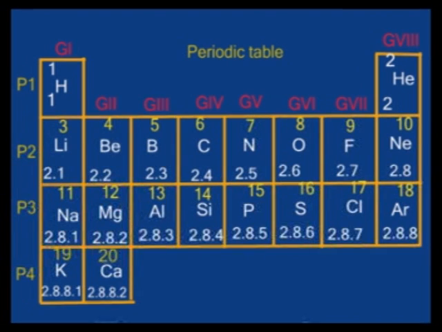Now, looking at this periodic table, the rows represent the periods, and we have period 1, 2, 3, and 4. The columns represent the groups. We have group 1 all the way up to group 8. It therefore means helium, lithium, sodium, and potassium all belong to group 1. Group 2 has beryllium, magnesium, and calcium. Group 3 has boron and aluminium, all the way up to group 8, which is also called group O, which has helium, neon, and argon.